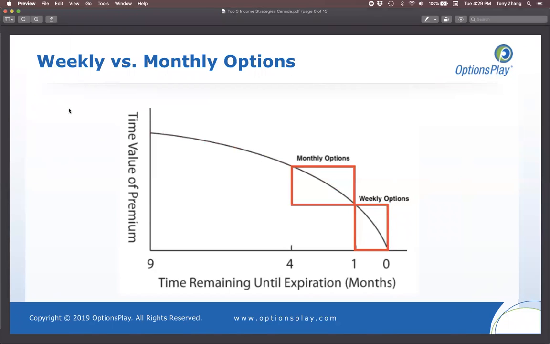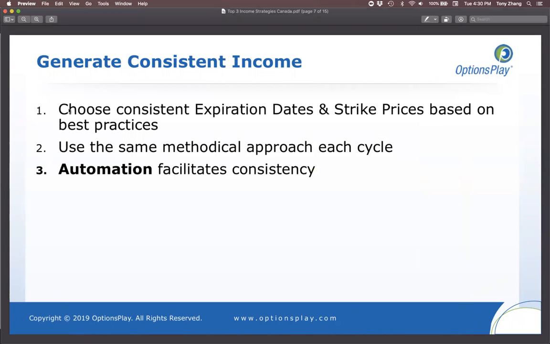Now, this doesn't necessarily mean that you have to trade weekly options. It just means that if you're looking at two different expirations and you're trying to choose between the two, skew towards the shorter end of the spectrum, because you're going to get less income, but you're going to get it at a faster pace. So how do we actually gain consistency from any of these specific strategies?